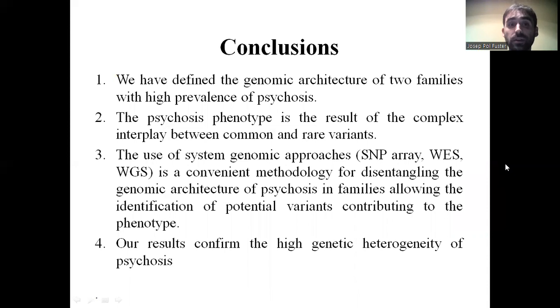So in conclusion, we have identified the genomic architecture of 2 families with high prevalence of psychosis. In these families, the psychosis phenotype is the result of the complex interplay between common and rare variants. The use of systems genomic approaches is a convenient methodology for disentangling the genomic architecture of psychosis in families, allowing the identification of potential variants contributing to the phenotype. And these results confirm the high genetic heterogeneity of psychosis.